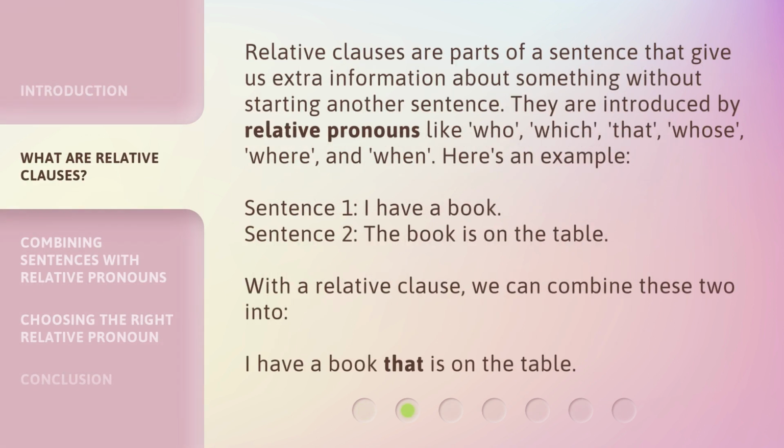Relative clauses are parts of a sentence that give us extra information about something without starting another sentence. They are introduced by relative pronouns like who, which, that, whose, where, and when. Here's an example. Sentence 1, I have a book. Sentence 2, the book is on the table. With a relative clause, we can combine these two into: I have a book that is on the table.